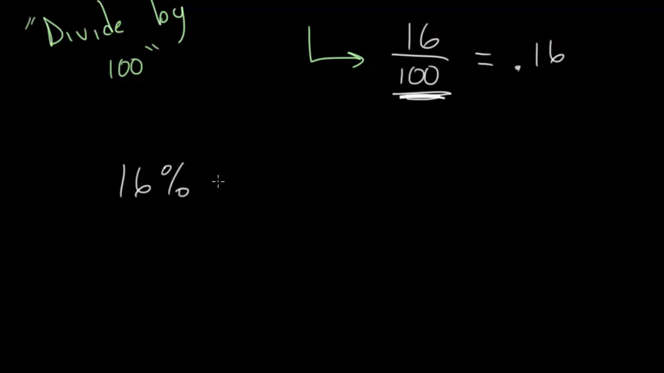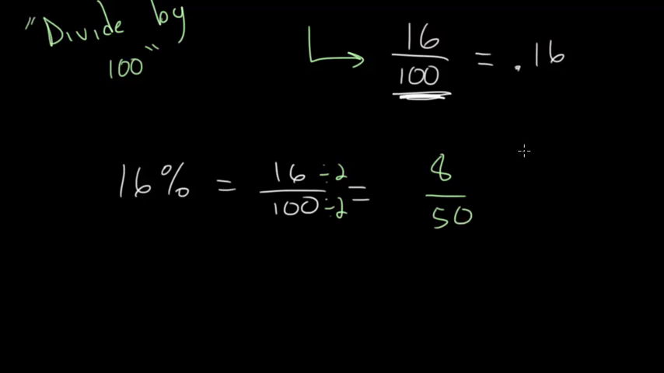So we know 16% is just 16 over 100. And each of these numbers is divisible by 2. So we're going to cut them both in half. So let's divide top and bottom by 2 so that you get 8 over 50. And again, both of these numbers are even numbers, so let's divide them by 2 again, just to simplify this further. You get 4 over 25.